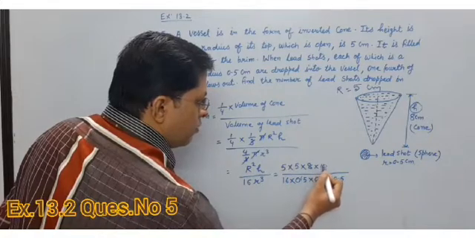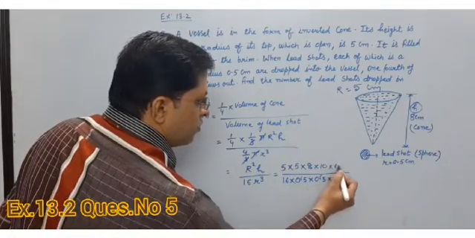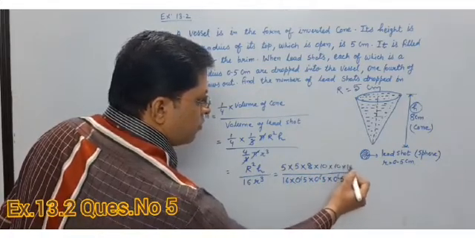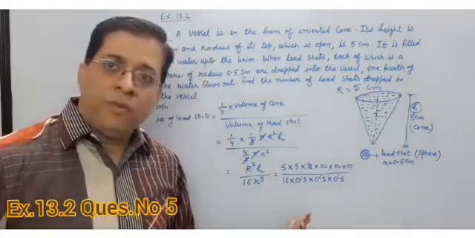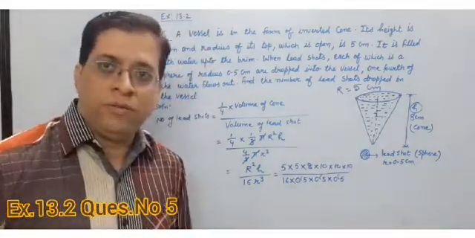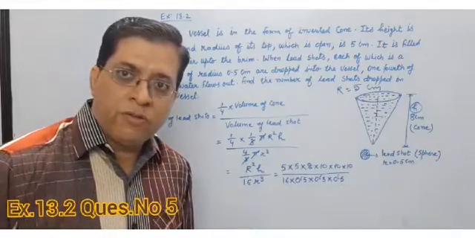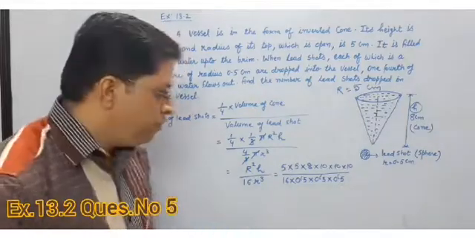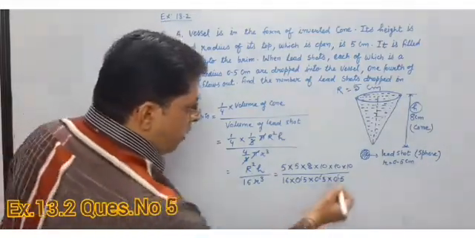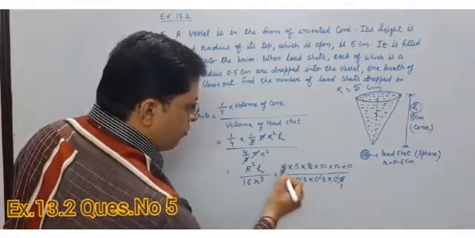This is 10. Remove. This is 10. And remove. This is 10. After simplification, easily you can get the answer. You simplify it yourself. I am simplifying here. Okay, this 5 to 5 cut. This 5 to 5 cut.